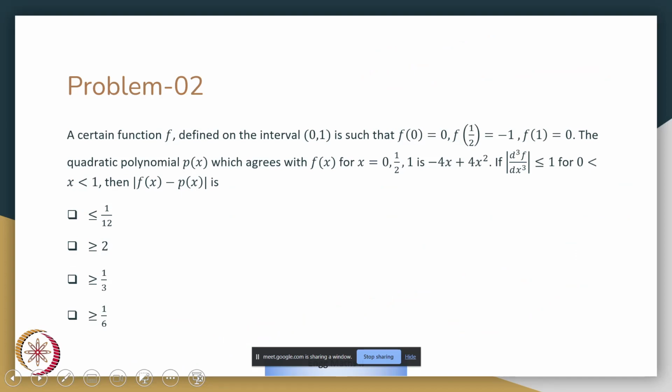Problem number 2. A certain function f defined on the interval 0 to 1 is such that f of 0 equals 0, f of half equals minus 1, f of 1 equals 0. So I'll just plot. Suppose this is my x, this is my f, this is my y. If I take y equal to f of x, what I'm essentially getting is this is my 1 point. I'll label this as minus 1.